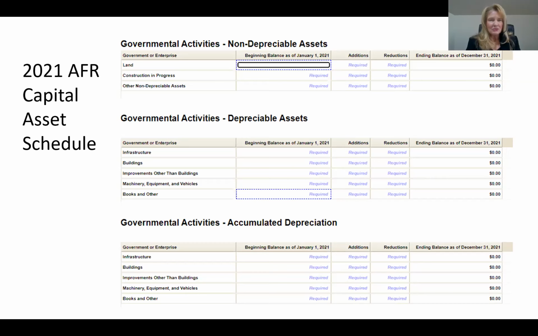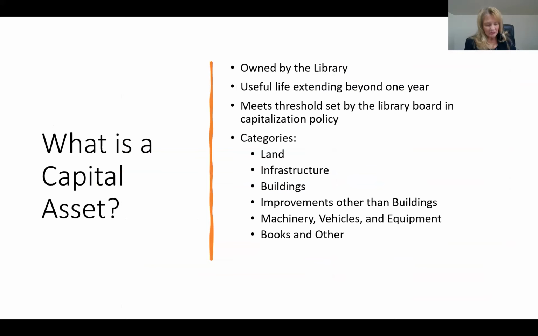And then reductions would be generally if you've removed an asset from your capital asset ledger, then you'll remove the accumulated depreciation that goes along with that asset. And then you'll have an ending balance. So what we hope to do in these next several slides is to go through each category and talk about that. But first, let's do some background work on what a capital asset is.